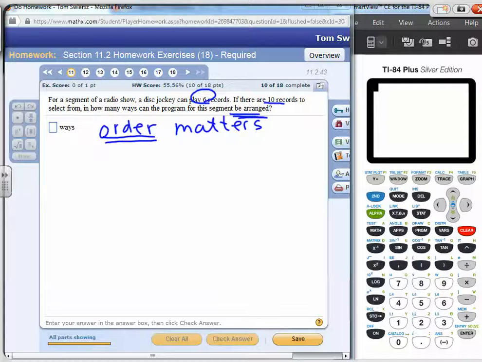So it does count, so it's a permutation. So we're going to use a permutation. We've got a total of 10 records, right? So 10 goes on the left, and we're selecting 6. So the answer is 10P6.